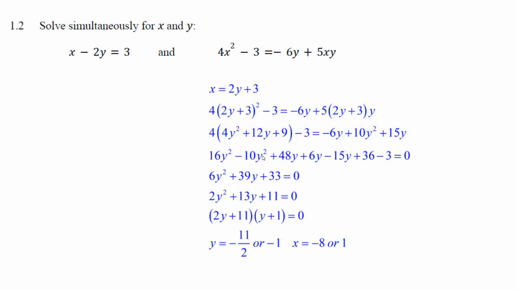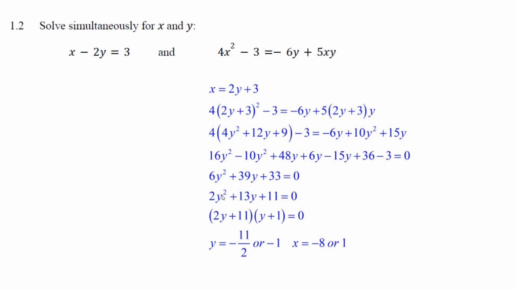Well, there's everything. 16 minus 10 is 6y squared. 48 plus 6 minus 15 is 39y. And 36 minus 3 is 33. Now, if I divide everything by 3, hey, this gets a little easier. 2y squared plus 13y plus 11. Put down two brackets, and they make these so they factor.